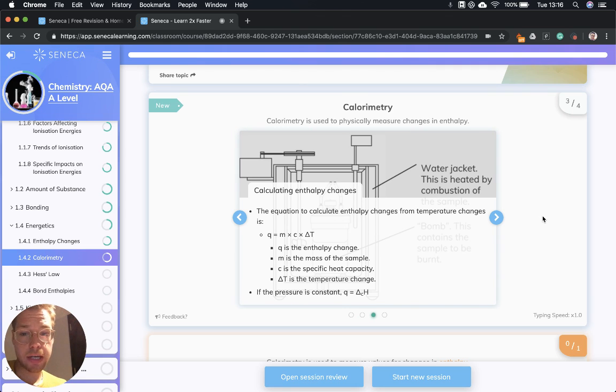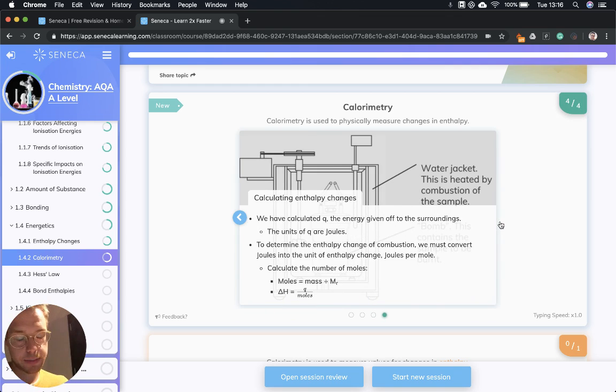Now, if we want to calculate the enthalpy change, we can use the following equation: Q equals mc delta T. Now, what do all those things stand for, I hear you ask? Well, I am glad you asked. Q is the enthalpy change, m is the mass of the sample, c is the specific heat capacity, and delta T, which is like triangle T, is the temperature change. The pressure is constant in this experiment.